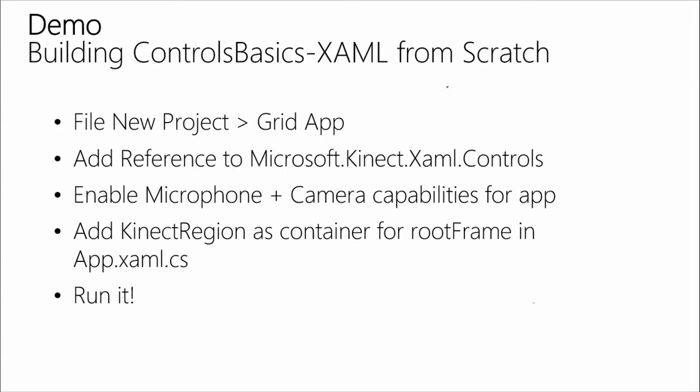But before I do that, I'm going to show you actually how to just build that. What are the 4 or 5 lines of code that I need to add to the project, and the 4 or 5 steps I need to do to enable hand pointer gestures in a Windows Store application. Many of these are very similar for desktop applications, etc. So I'm going to, once again, say File, New Project. I'll happen to choose a grid application, a XAML app. I'll add my reference like you saw Jesse do in Module 2, enable camera and microphone capabilities, and then I'll add a Connect region as a container for the root frame, and we'll run it.